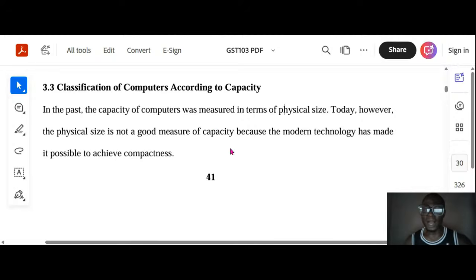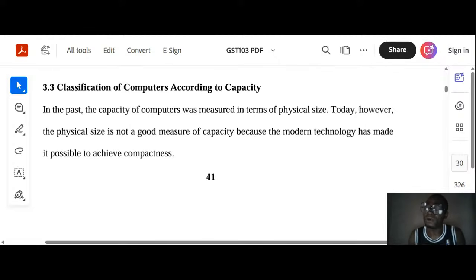Today, however, the physical size is not a good measure of capacity, because modern technology has made it possible to achieve compactness. What we mean by compactness is, you can see your laptop now is very small, but it's doing the same thing a computer of those days that was as big as a room would do, or even more. The modern technology they are now using, all these transistors and the rest of them, has made everything small. That thing that would be very big before, is not only in computing, in all aspects of technology. They are now working on compactness, which is just space management.